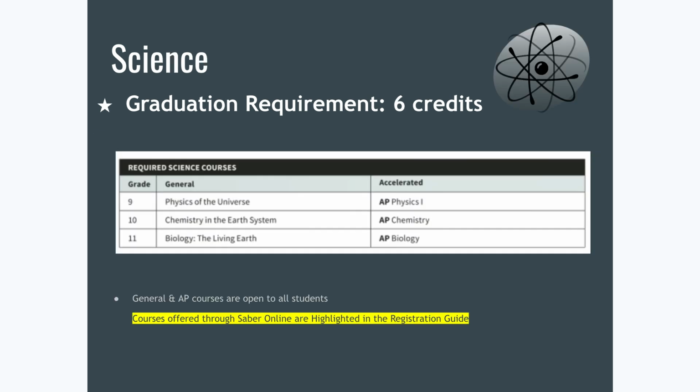For science, the graduation requirement is 6 credits total. So for science, you'll need 3 years total of science. That means in 9th grade, it will be a physics credit, 2 credits of physics. 10th grade will be 2 credits of chemistry. 11th grade will be 2 credits of biology. And again, there's a general track and an accelerated track.